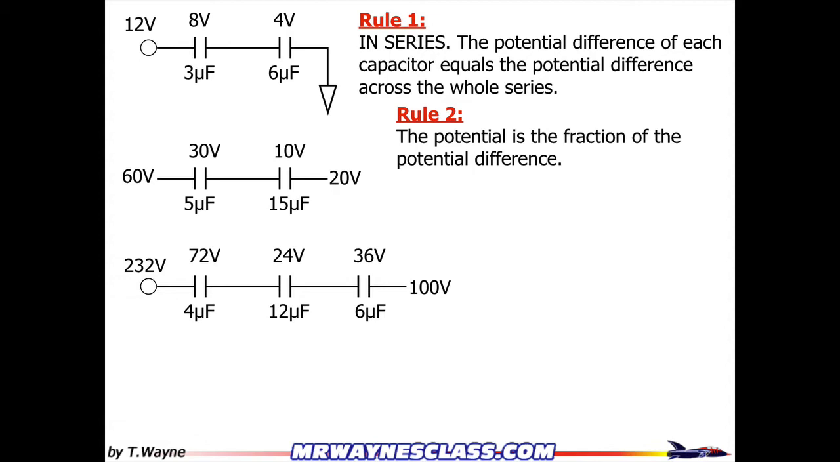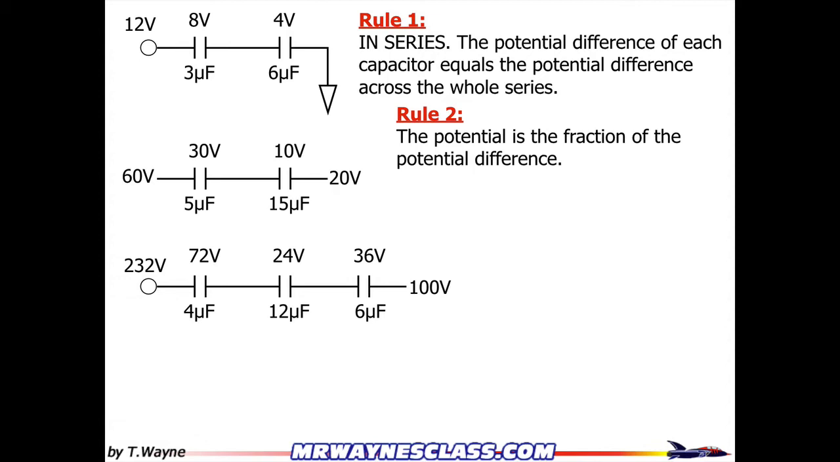So in the first one at the top, I can see that I've got 12 volts on the left and 0 volts for the ground on the right. And the capacitors, 8 plus 4, they use up 12. In the middle circuit, I've got 60 volts on the left, 20 on the right. That's a difference of 40, and the two capacitors in series in between them, 30 plus 10, is also 40.